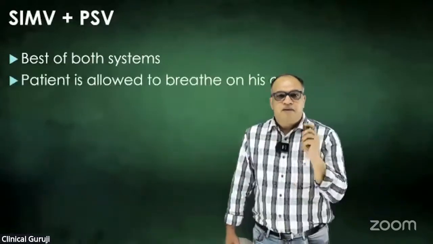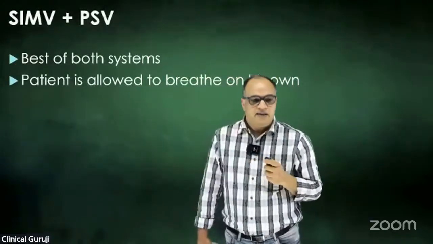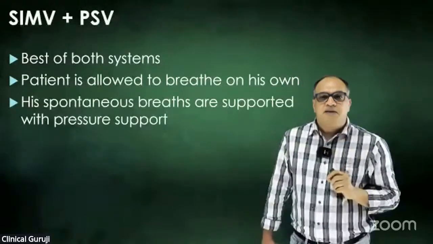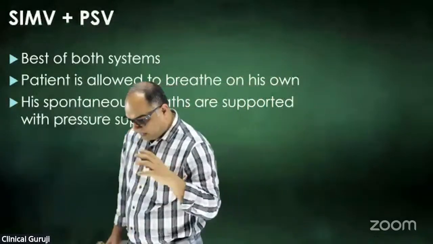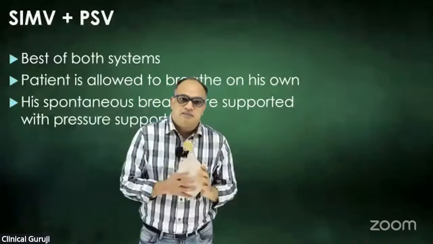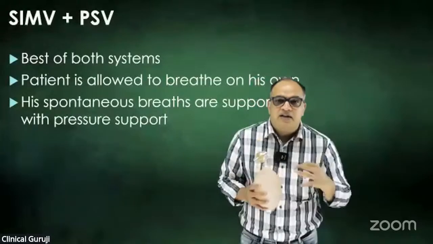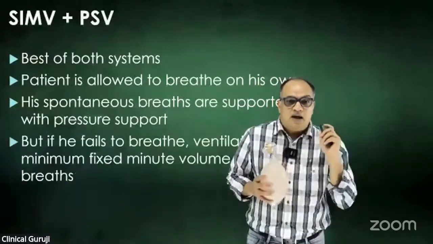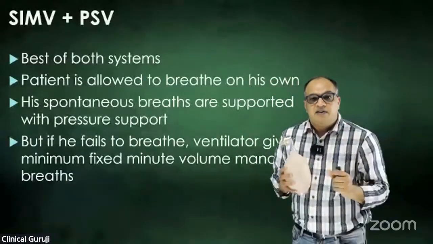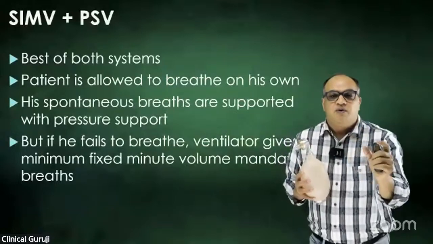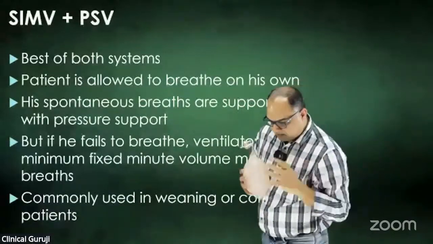So what will happen? The patient will be allowed to breathe on his own. The spontaneous breaths are supported with pressure support. Let's understand, this is a different situation. The patient is allowed to breathe on his own. The spontaneous breaths are supported with pressure support. And if the patient fails to breathe, then the ventilator will give him minimum fixed minute volume mandatory breaths. Did you not understand? I'll explain.